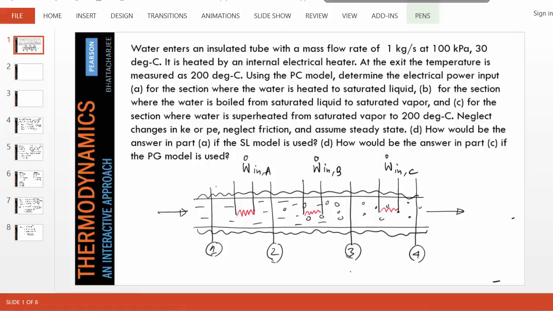Also, if we do not use the PC model, suppose we use the SL or PG model, we want to see how the answer differs.